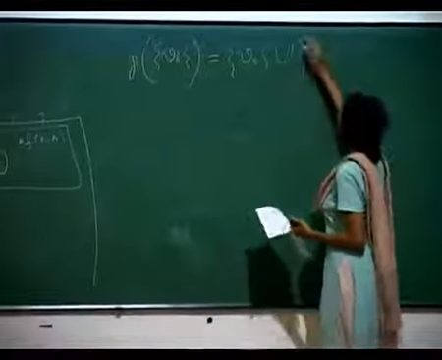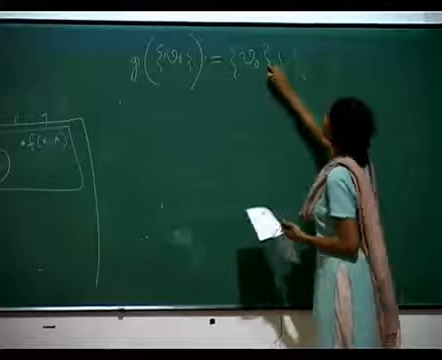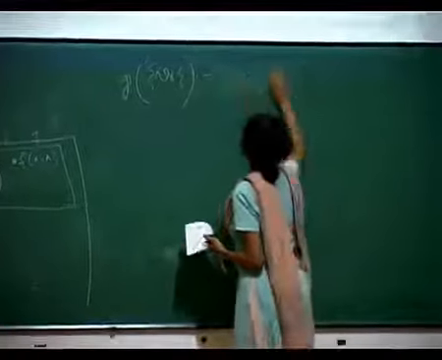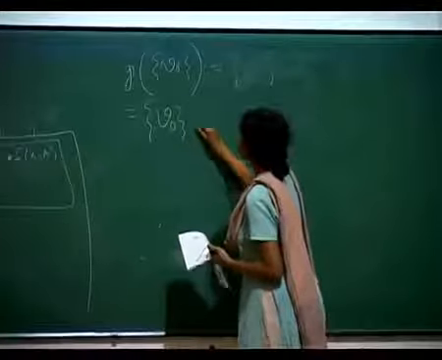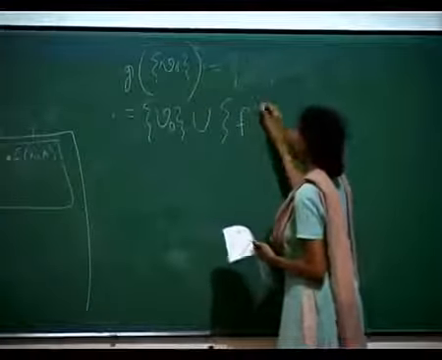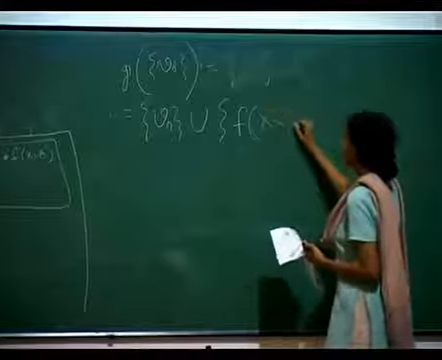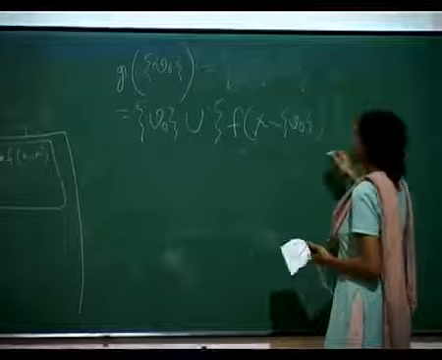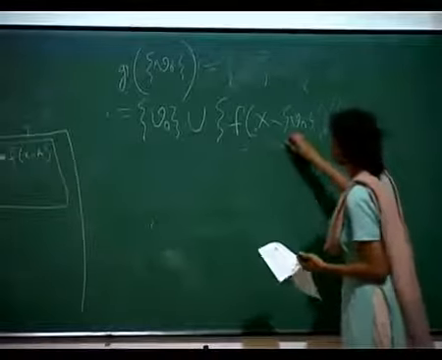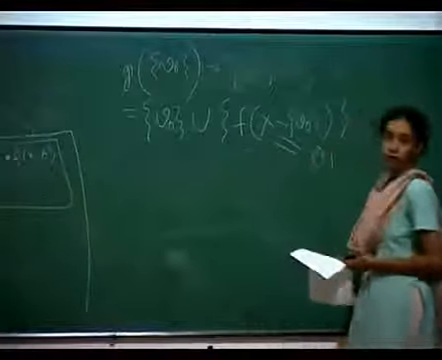Call this V0 and one more element. What is that element? F of x minus singleton set V0. So I am of course tempted to call this V1.